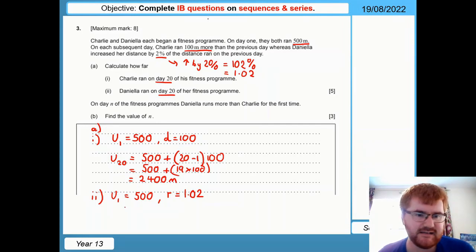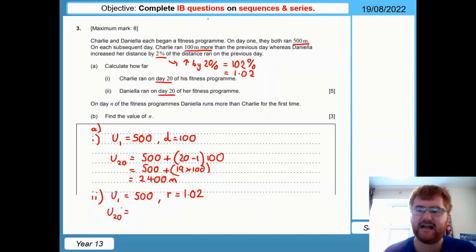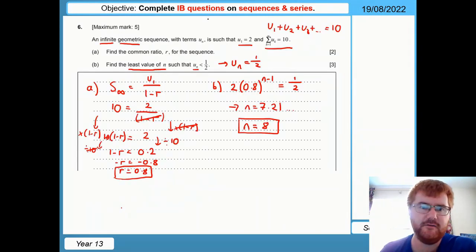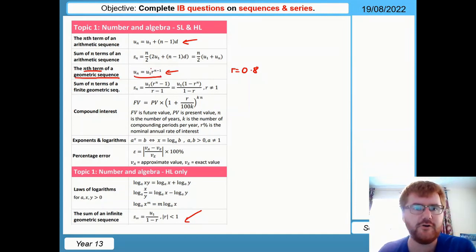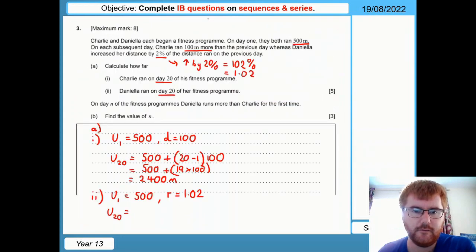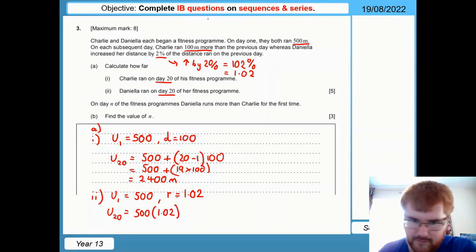At this point, we do exactly what we did in the previous question. We go to our formula sheet to work out U20. So let's have a look at our formula sheet here. We're going to use the one that we did in the previous question, so we're going to use this one here. So if we copy this across, we get 500 multiplied by 1.02, and this is going to be to the power of n minus 1, so that's important, so it's going to be 19.